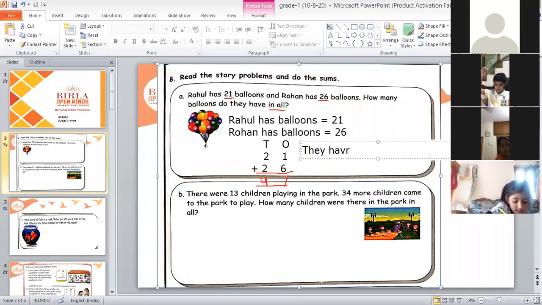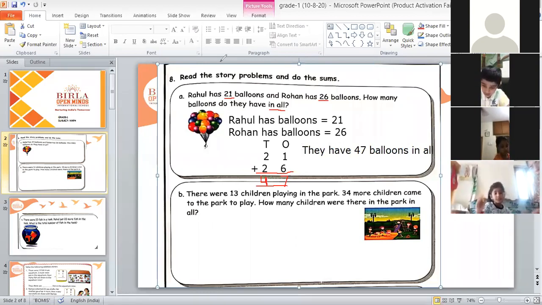They have 47 balloons in all. Okay. What you will write? You will write, they have 47 balloons in all. Spelling of all is A-double-L. All. They have 47 balloons in all.